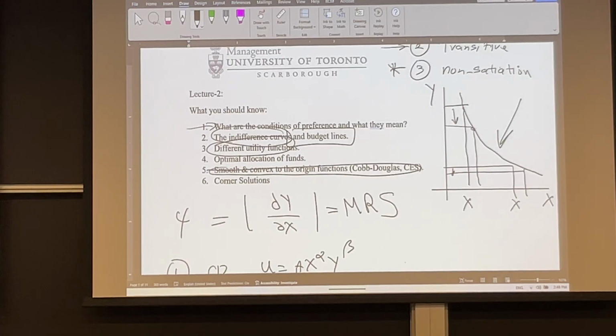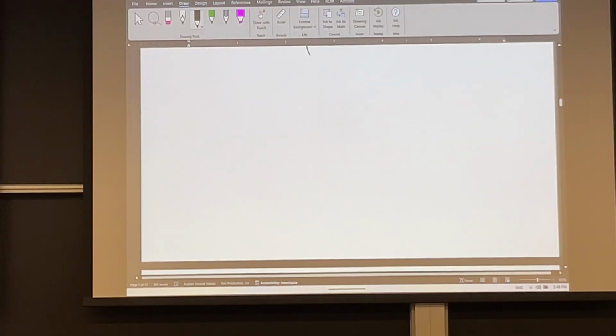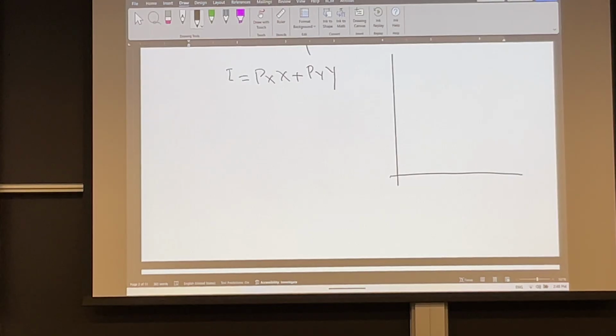Fortunately for all of us, there is a constraint. People have limited income. That is our constraint. That's the bottom part. Make sense? That's our constraint. You cannot go beyond it. How do you graph the budget line?